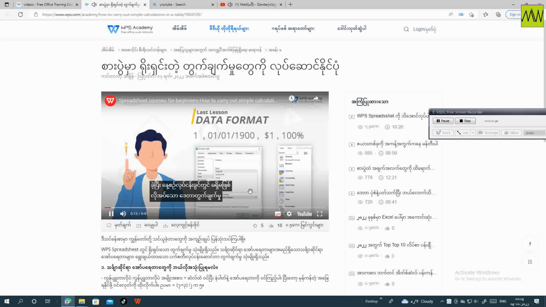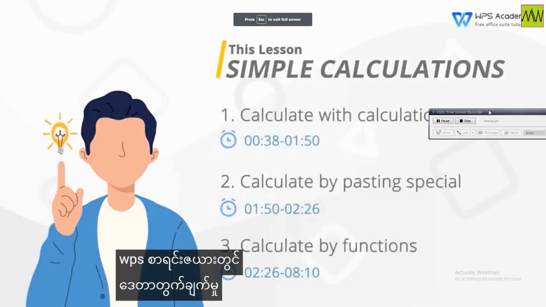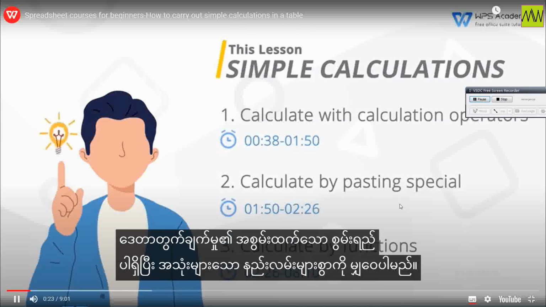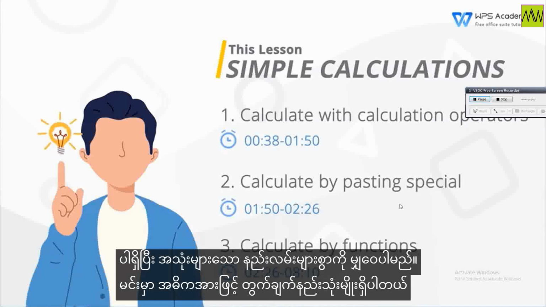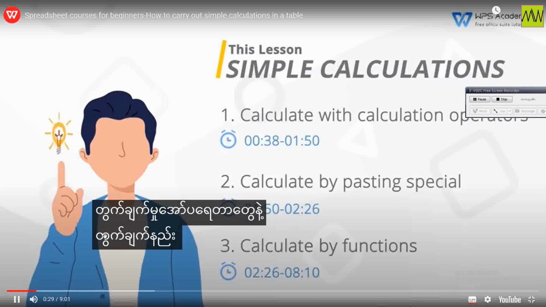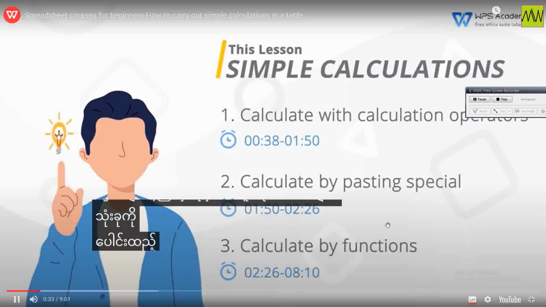Data calculation. WPS spreadsheet has powerful abilities of data calculation, and we will share several commonly used methods with you. There are mainly three methods. 1. Calculate with calculation operators. 2. Calculate by pasting special. 3. Calculate by functions.